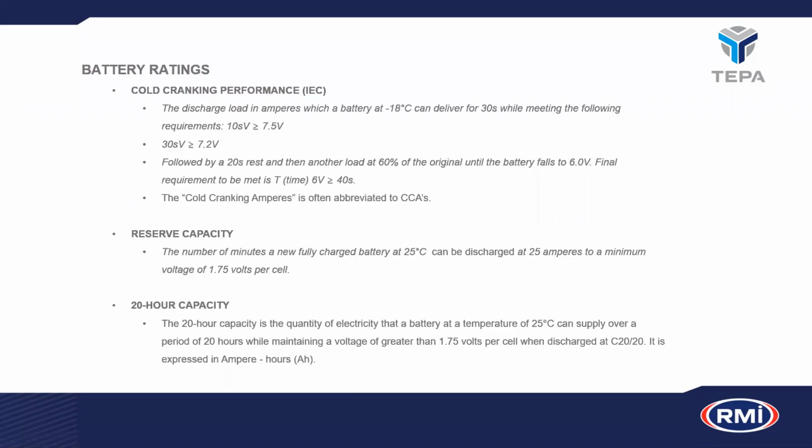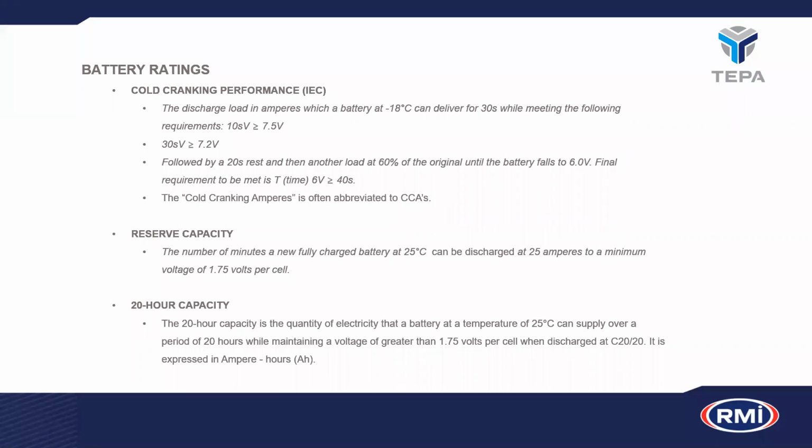So battery ratings, something that's often misunderstood. The cold cranking performance, also known as the CCAs, cold cranking amperage, is the discharge load in amps which a battery at minus 18 degrees can deliver for 30 seconds while meeting the following requirements. This is followed by a rest, and then another load at 60% of the original until the battery falls to 6 volts. The final requirement is to be met within 40 seconds. So it's quite a complex test that gets done.